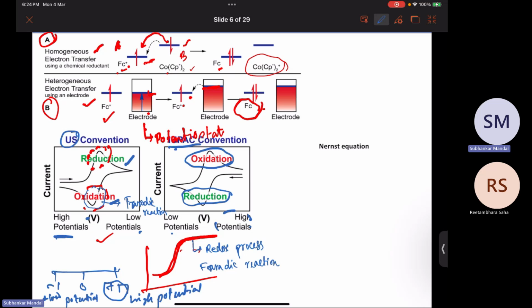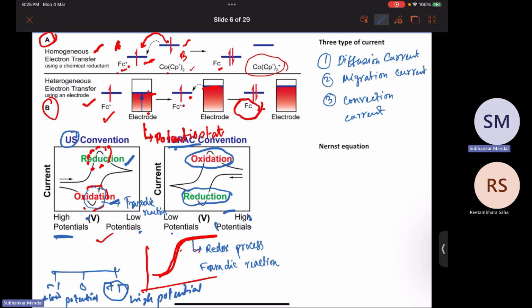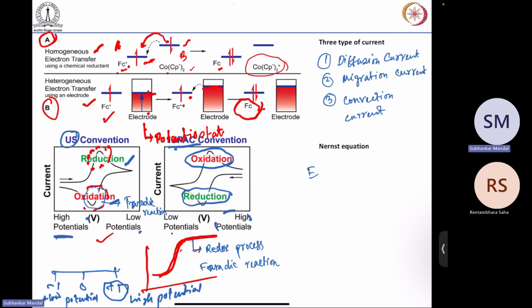Okay, got it. So this is the simple thing. Now this current, so we are getting the current. This is a different type of current we used to get. So basically three types of current are there. One is diffusion current, two migration current, three convection current. Okay, so these three currents are there, and the Nernst equation I think we already discussed.